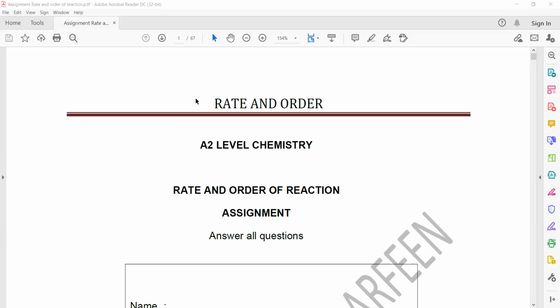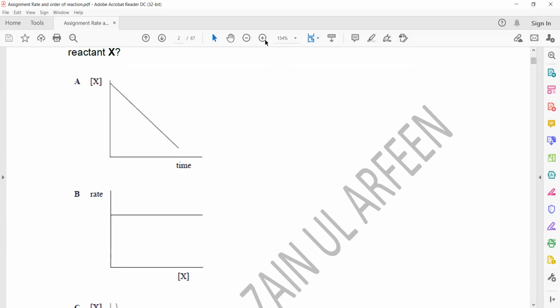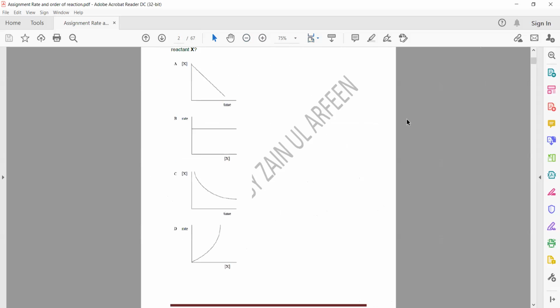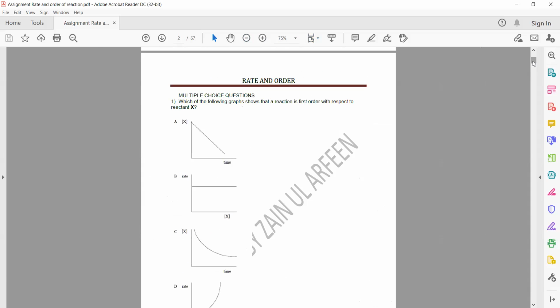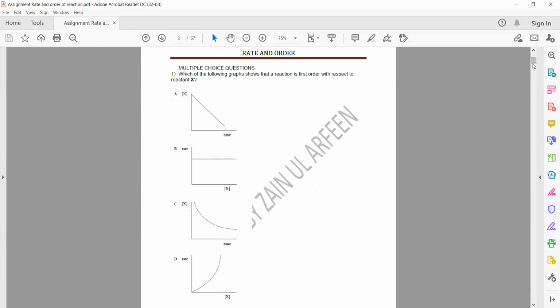So in this session, we will discuss the topic wise questions related to rate and order of the reaction. You can also participate and state the answer which you think could be the right one.